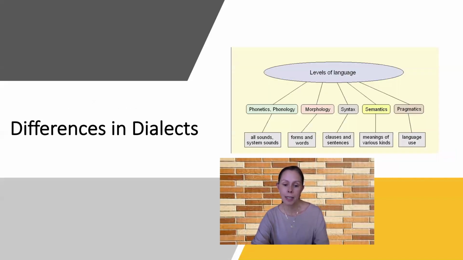In dialects, grammatical differences cover the structure and the rules of the language. This occurs in the syntax and morphology. An example can be used of a double negative in an English dialect. Example, she didn't cook no cupcakes.